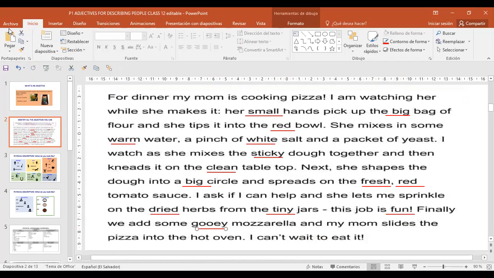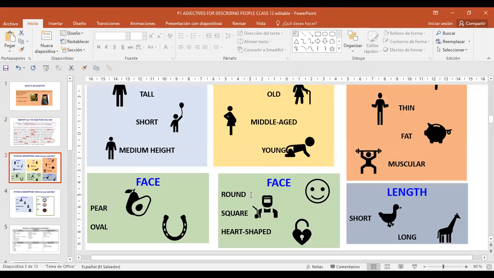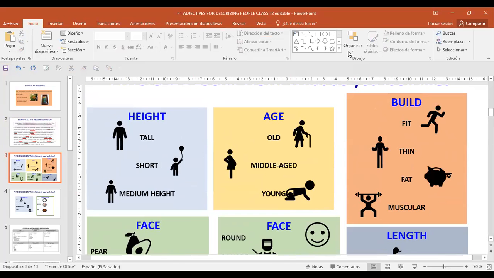Okay, that's it. Excellent. Very good. You did a great job identifying the adjectives in this reading. So now we are going to move on. And this is a very general reading about adjectives. But now we are going to talk about adjectives for describing people.